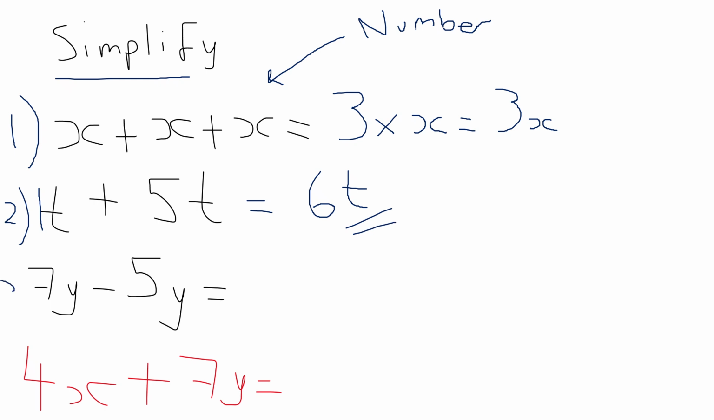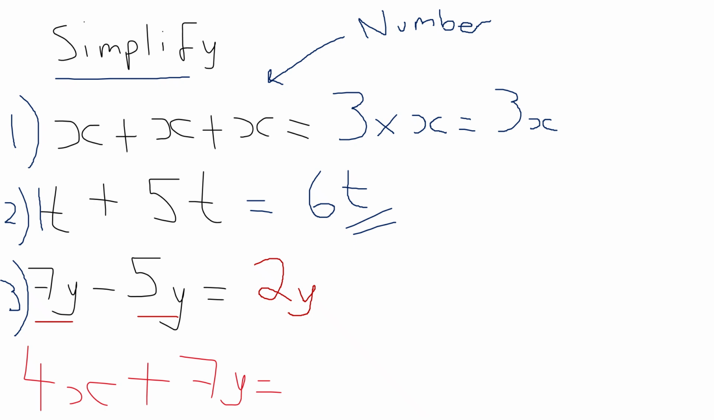Number 3, 7y minus 5y. Again, think of it as I've got £7 and I'm spending £5. Well, I've got £2 left over, so I've got 2 lots of y left over. Remember, 2 lots of y means 2 times y, or y times 2.